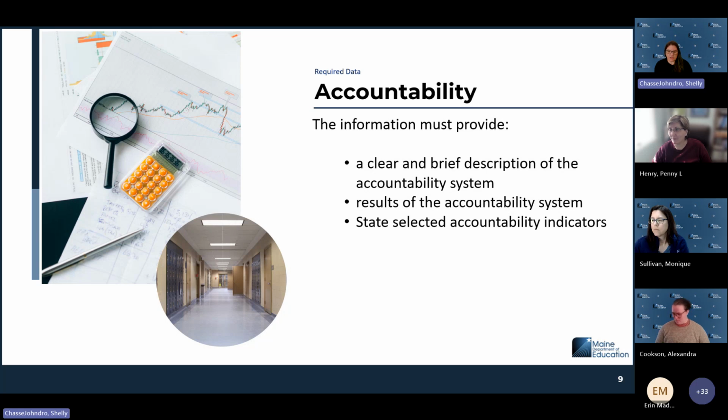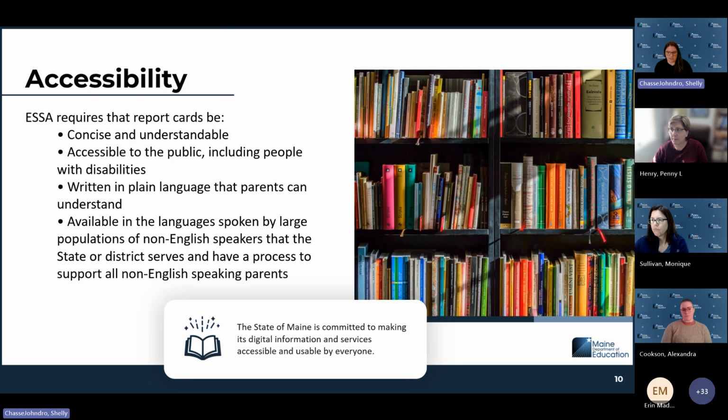But in addition, there is an opportunity for states and SAUs to provide additional information. The goal of the dashboard is to be sure that we are consistent with our accountable measures, but also to be sure that we are transparent to our community. With all of that said, it is critical that this information is accessible to all users.